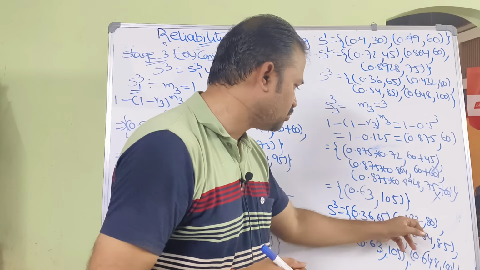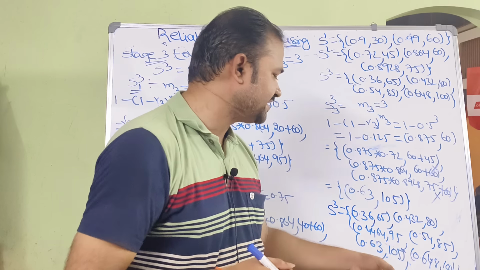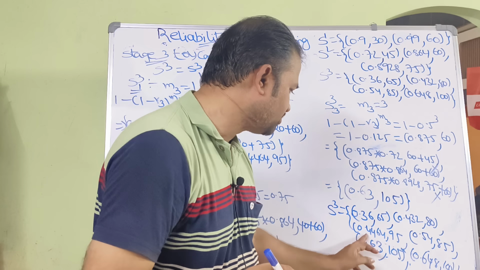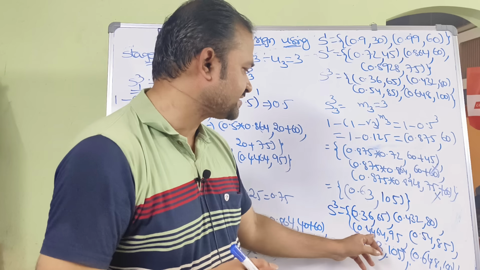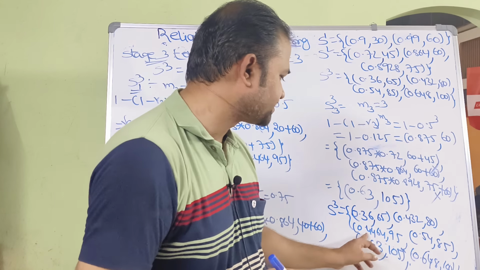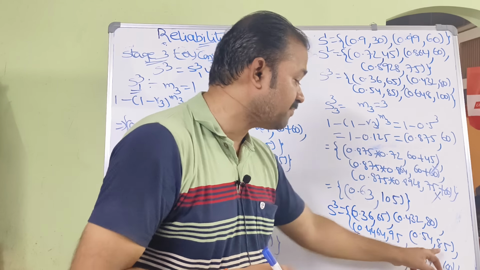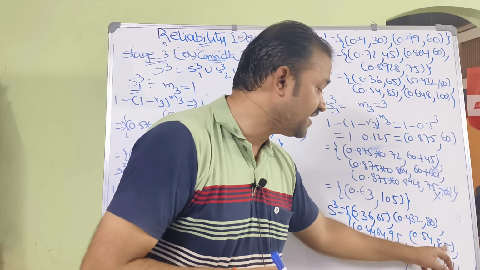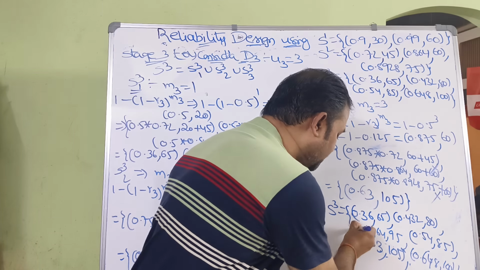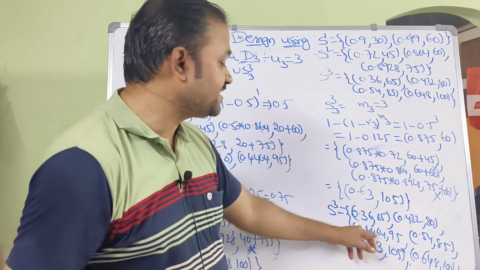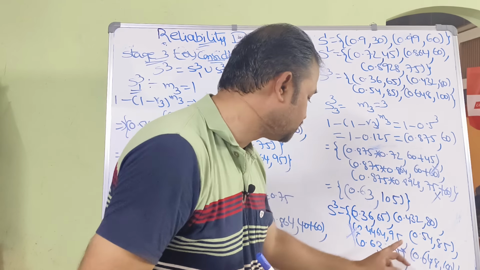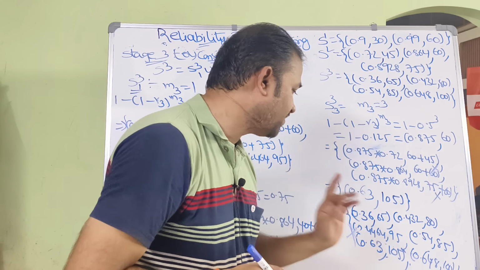If we observe the first two pairs, the reliability is in ascending order as well as cost is also in ascending order. Next, if we observe these two pairs, reliability is in ascending order, cost is also in ascending order. If we observe these two pairs, reliability is in ascending order, but what about the cost? 95, 85. So they are not in ascending order. So we have to remove this pair. So there is no need of 0.54.